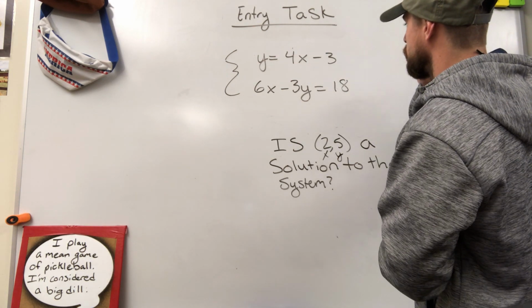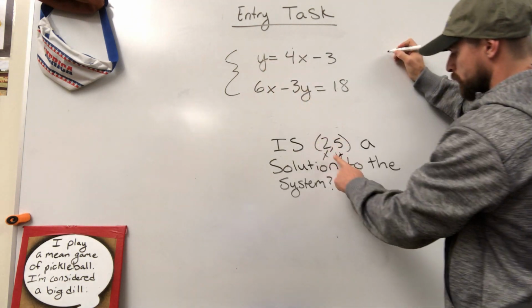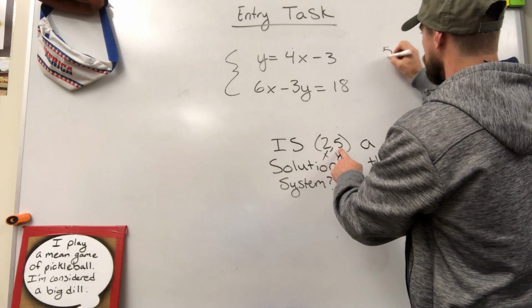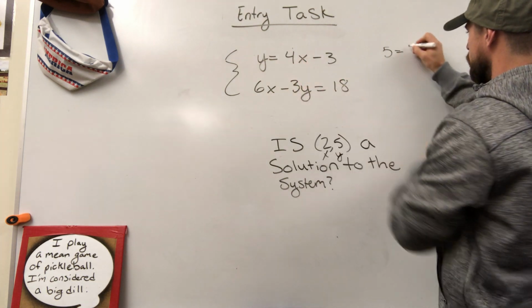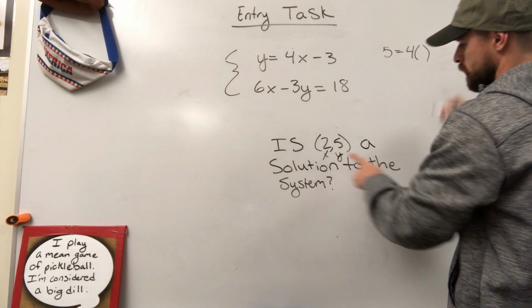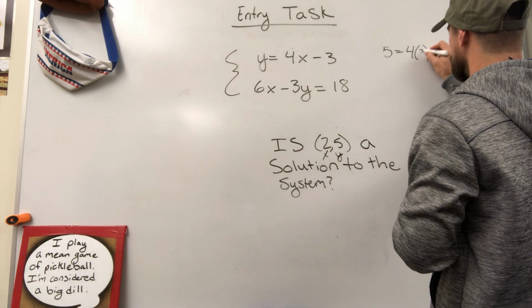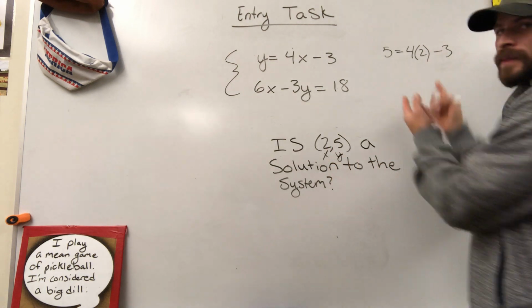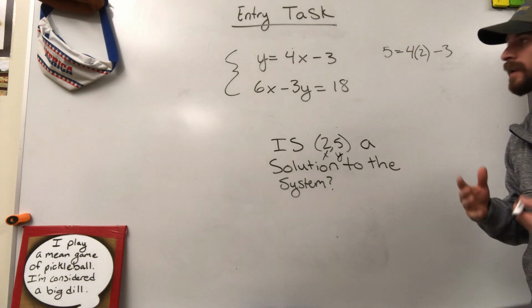y = 4x - 3. Instead of a y, I'm going to put the value, which is a 5, equals 4 times x. Instead of x, I'm going to say 4 times the value of x, which is 2, minus 3. And I'm going to hope that this comes out to be a true statement when I'm done.